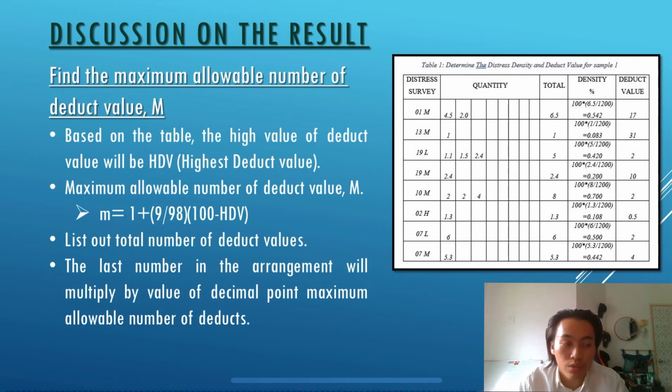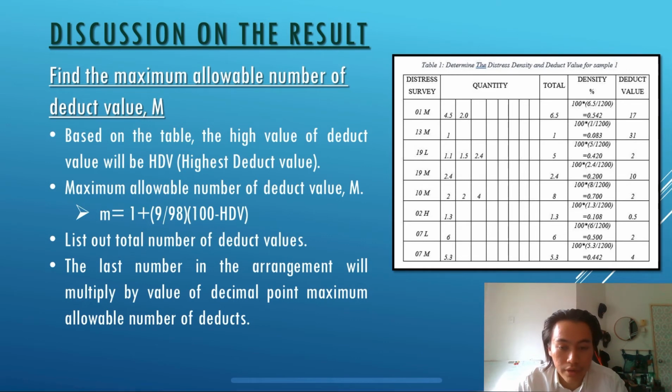The formula is 1 plus 9 divided by 98 times (100 minus HDV). Then after you get the answer, you should list out the total number of deduct values in descending order, from the big numbers to the small numbers. The last number in the arrangement will be multiplied by the decimal point value of the maximum allowable number of deducts.